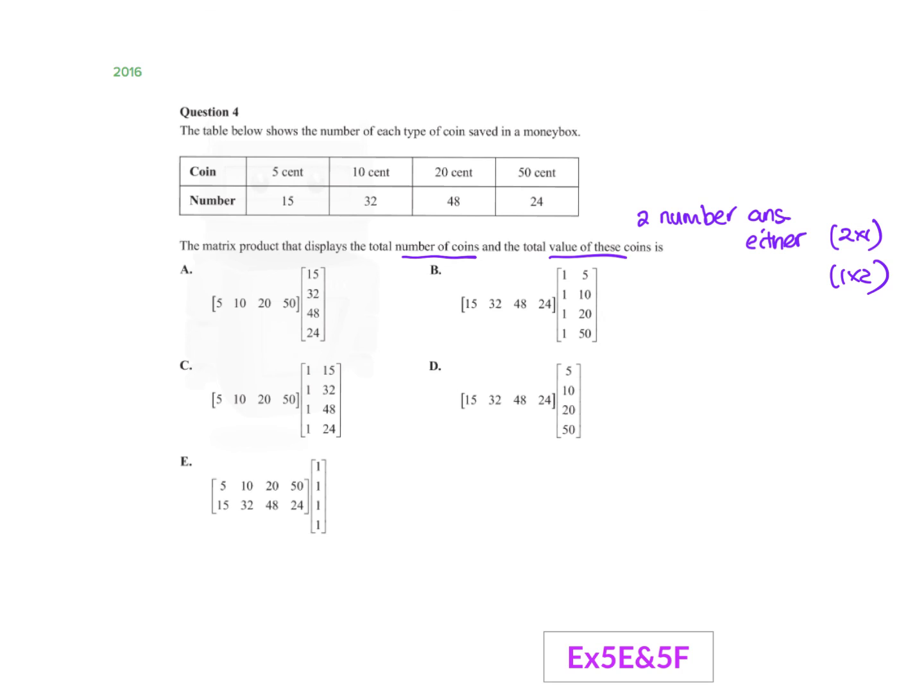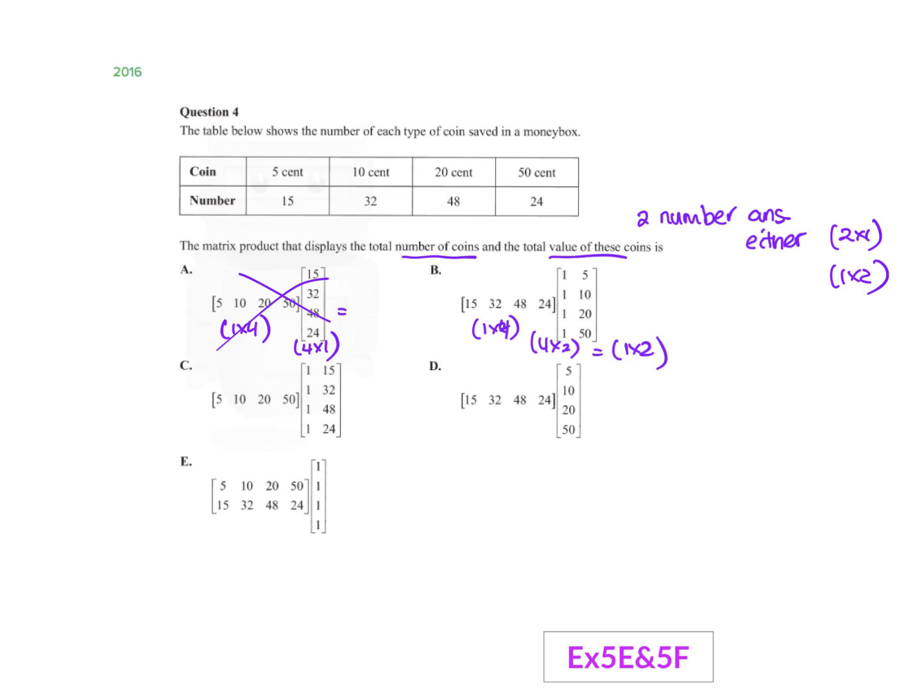So if we have a look, we want at least one of these. So we could quickly look at these. This is a 1 by 4 and this is a 4 by 1. Is that going to give me a 2 element answer? No, so get rid of it. And what about this one? This one is a 1 by 2 and this is a 4 by 2. Yeah? So will this one give me an answer I might like? It would, wouldn't it? So let's just go have a look and see what it does.